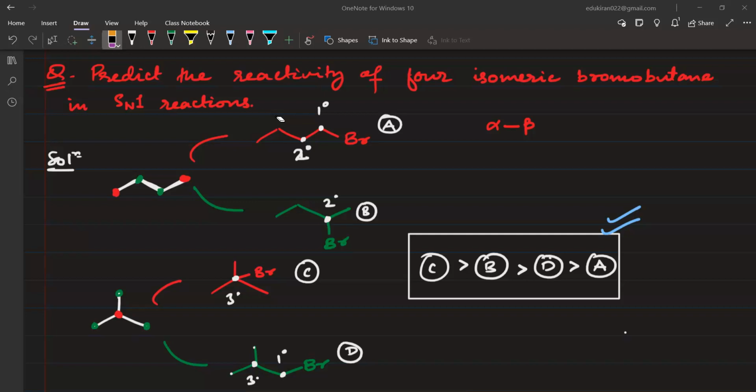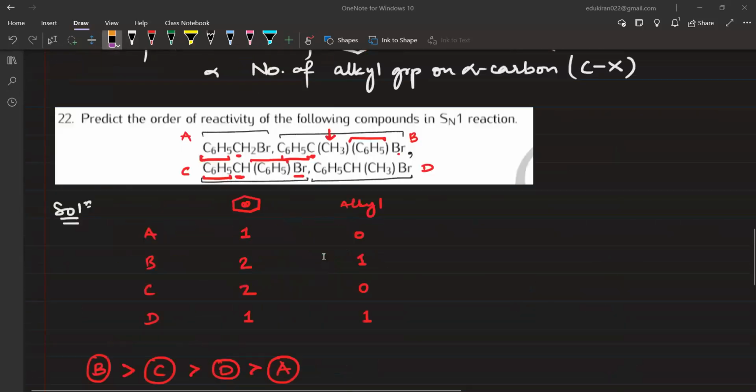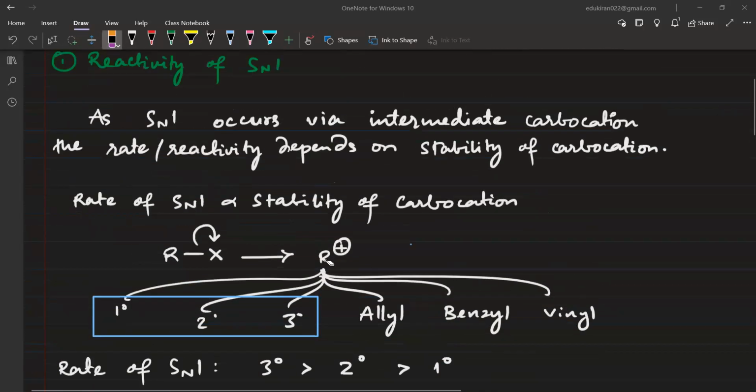Now write next, reactivity of SN2. So we are going with green.